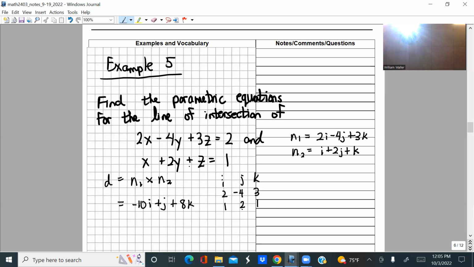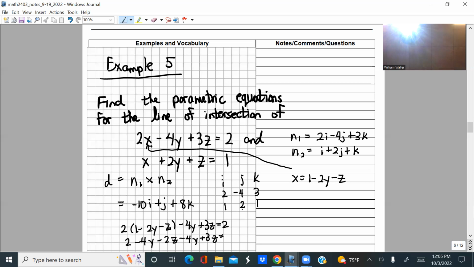Because all you've got to do is shift these two terms to the right-hand side. So from that second equation, x is equal to 1 minus 2y minus z. And now you can substitute that for x in the first equation. So you get 2 times 1 minus 2y minus z. Don't let me make a sign mistake here. Minus 4y plus 3z is equal to 2. Let's simplify this. So we have 2 minus 4y minus 2z minus 4y plus 3z is equal to 2.